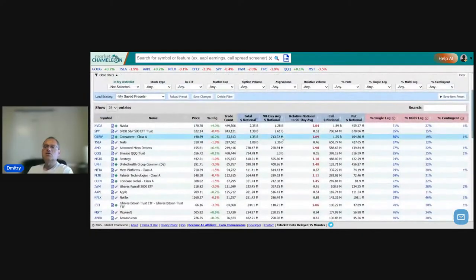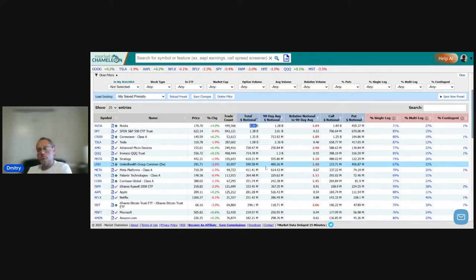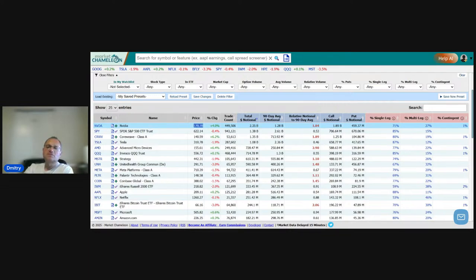So up top, you could see here that you can sort all these columns. I think it's defaulted right now by total notional volume traded in the options. So you could see here the symbol, NVIDIA's name, stock price change.